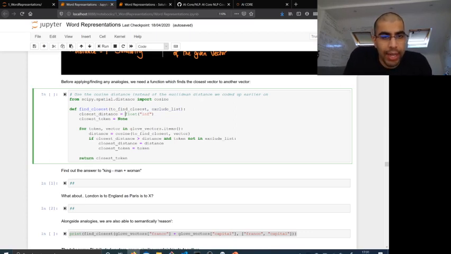So we're going to initialize the closest distance and the closest token. For every token and vector in our glove vectors dictionary, which we defined earlier on, we're going to work out the cosine distance between the argument that we pass in and the vector which we're currently looping over. Now, if the closest distance is greater than the distance, and the token is not in the exclude list, our new closest distance is the distance, and our new closest token is that token.